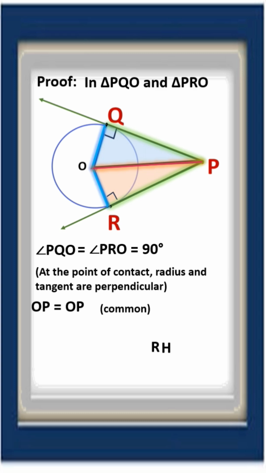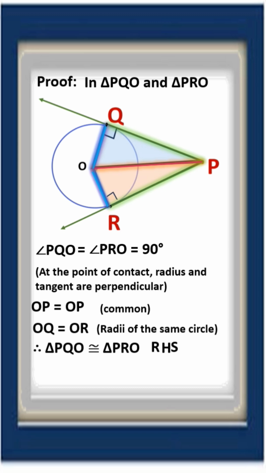And still one pair of sides are equal to each other. They are the radii of the same circle. OQ is equal to OR by radii of the same circle. This is one side. So because of the RHS congruency rule, the triangles are congruent. So now we can write that triangle PQO is congruent to triangle PRO because of the RHS rule, right angle hypotenuse side rule. So, due to corresponding parts of congruent triangles, we can say that PQ is equal to PR because of CPCT, corresponding parts of congruent triangles. Hence, the theorem is proved.